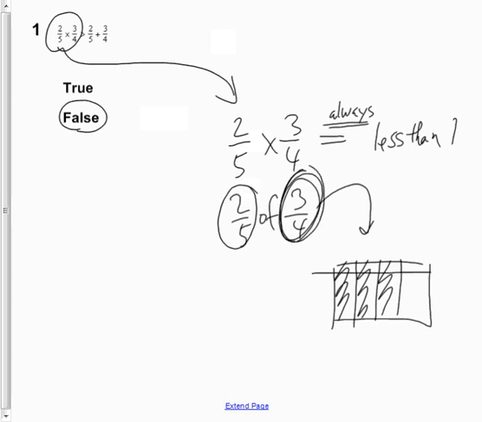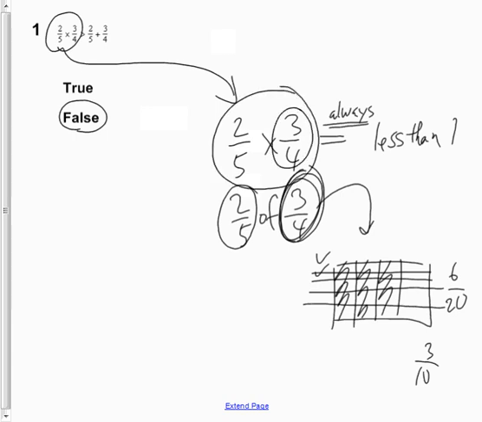In this case, if I put fifths, 2/5 would look like this. My denominator would be 20. This picture would represent 6/20, which in lowest terms is 3/10, which is less than 1. When you have the product of two fractions, your answer will always be less than the second fraction, right? Always be less than the second fraction.